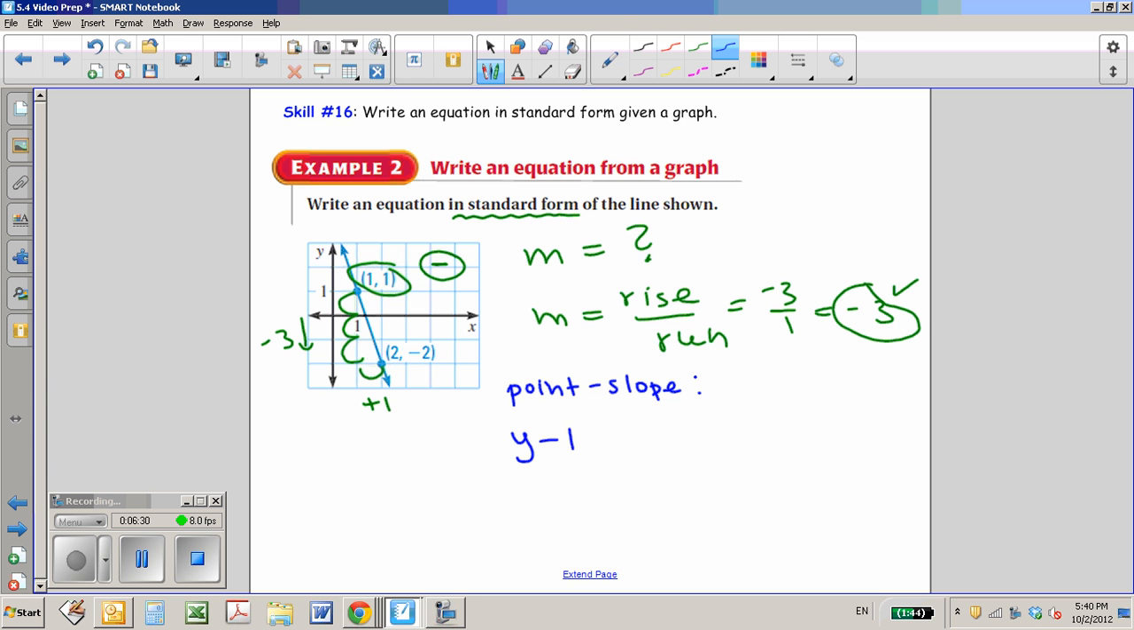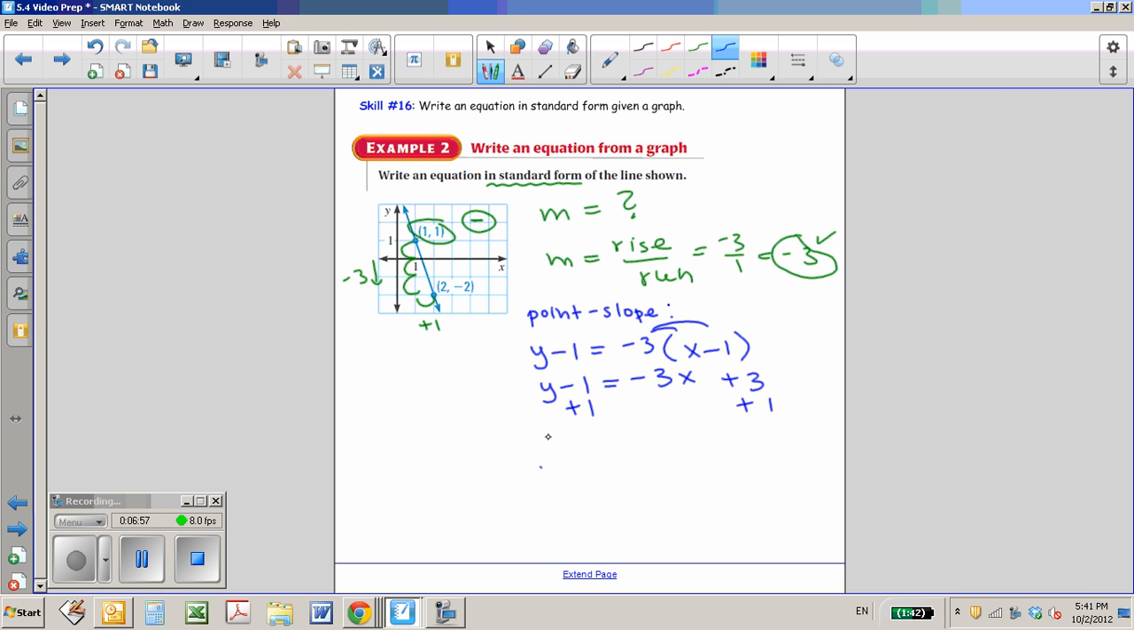So y minus 1 is equal to negative 3 times (x minus 1). And I'm going to distribute the negative 3. So I get y minus 1 is equal to negative 3x plus 3. And in standard form, your x's and y's are on the left side while your numbers are on the right-hand side. So what I need to do is add 1 to move the number over. And I'm going to extend this. And I get y is equal to negative 3x plus 4.